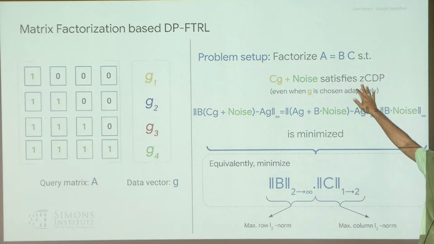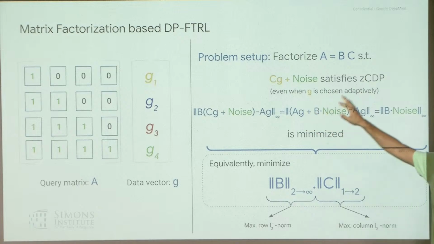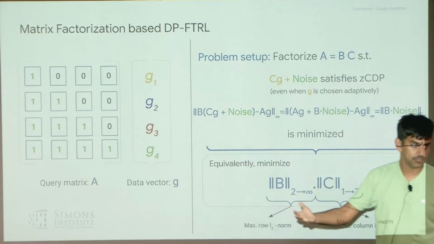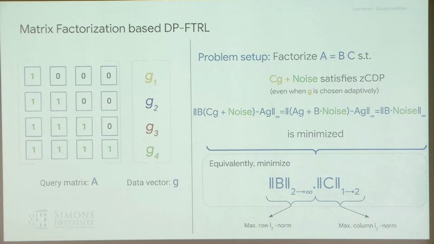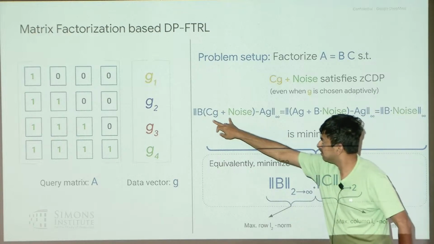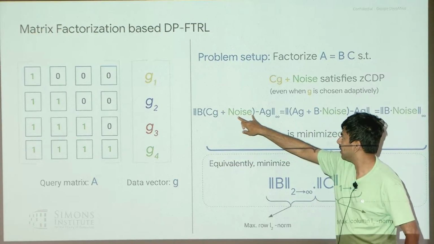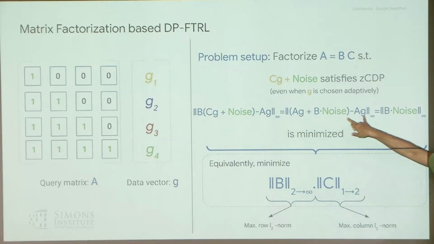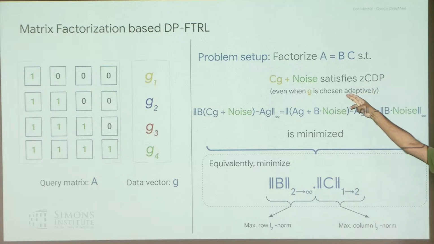Forget about what zCDP is; this is one form of differential privacy. It must satisfy differential privacy even when the sequence of gradients is chosen adaptively, because I want to run it for gradients. The second part is a little bit of math. I write the error as B times C times G plus the noise, minus the actual data, and I measure the error in the L infinity norm. This essentially says that the L infinity norm of B times noise is minimized. So I have this bi-objective: one, I want C times G to be differentially private, and two, I want this error to be minimized.